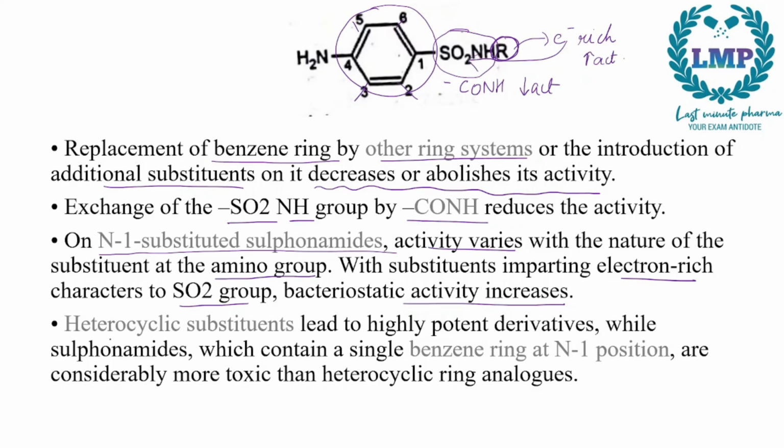Next we have heterocyclic substituents, which lead to highly potent derivatives. So if you add a heterocyclic substituent right here in this R group, it will give a highly potent derivative. While sulfonamides which contain a single benzene ring at the N1 position are considered more toxic than heterocyclic ring analogues. Now if in this R group you give a benzene ring, these are considered more toxic as compared to the heterocyclic rings.